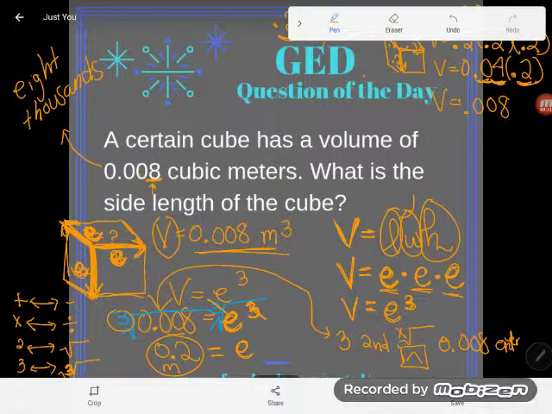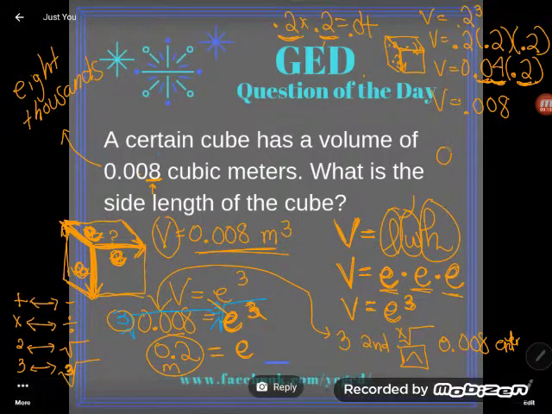All right, so that was a lot of side talk to tell you that, but what was the side length of the cube? The side length of the cube really was 0.2 meters.